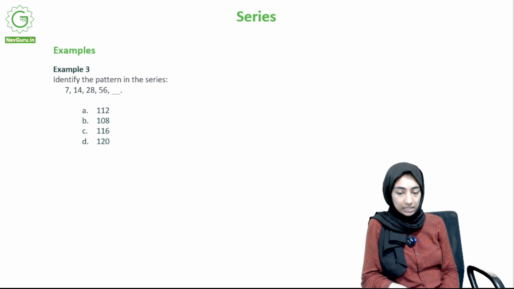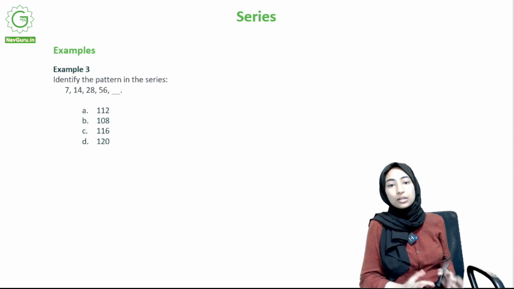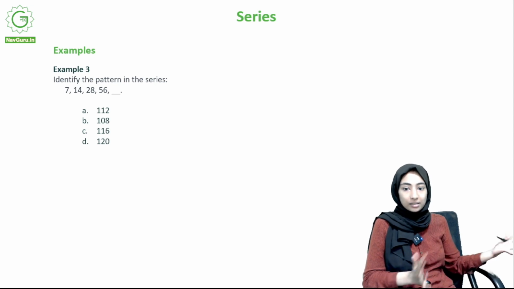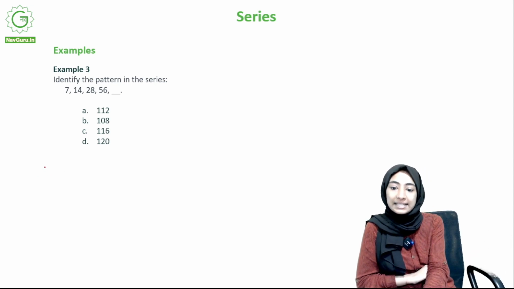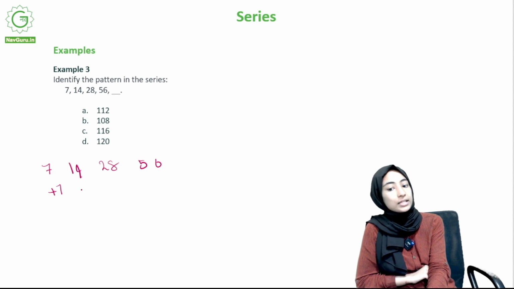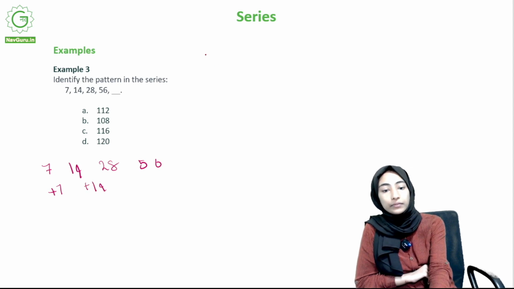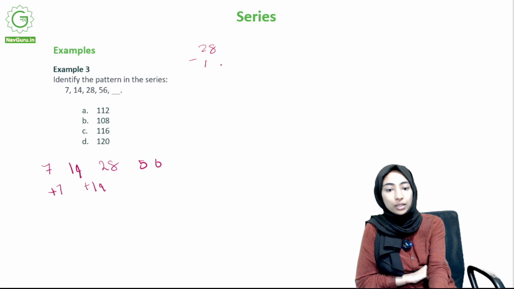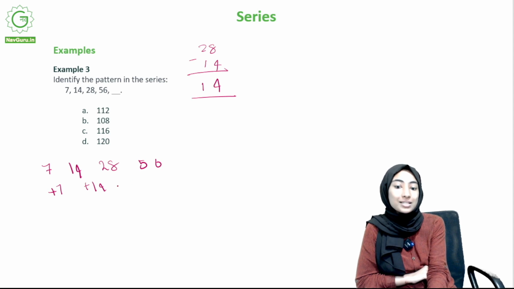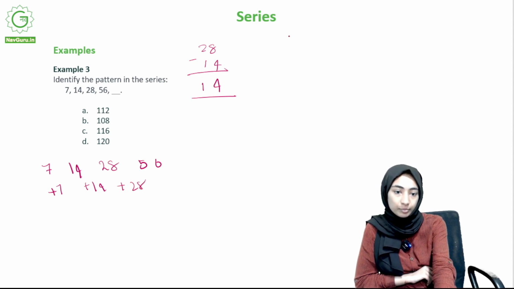Identify the pattern in the series. Next, so all of these questions are usually of this form, identify the pattern in the series. Okay, here you have 7, 14, 28, 56. 7 plus 7 is 14, right? 14 plus what is 28? 14 plus 14 is 28. If you want to check that, just subtract 28 minus 14. 8 minus 4 is 4, 2 minus 1 is 1, right? 28 plus 28 is 56. Again, just subtract to check.